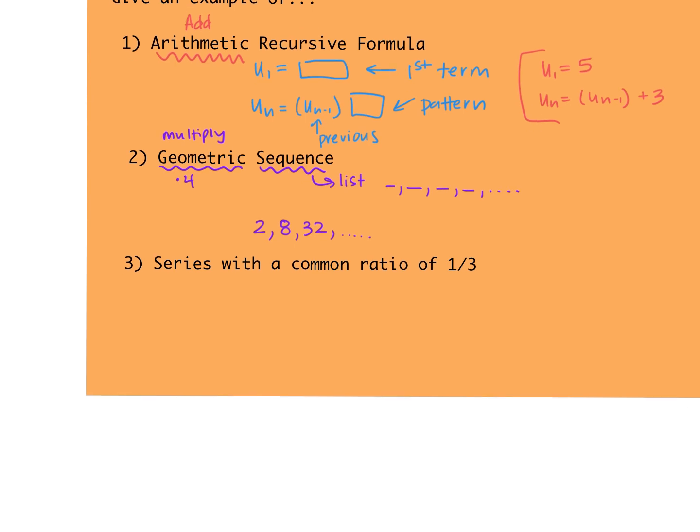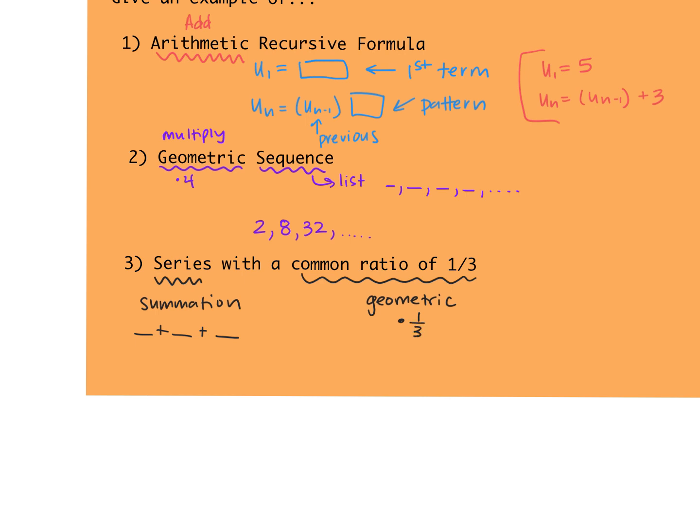Next up, we're going to write a series that has a common ratio of 1/3. Now, a series is different than a sequence because a series is a summation, meaning that we need plus signs in between our terms. Okay? A common ratio of 1/3 means that this is also going to be a geometric scenario, like the sequence before it. Now it's a series. And that common ratio tells us what we're going to multiply by. So we're going to multiply by 1/3.